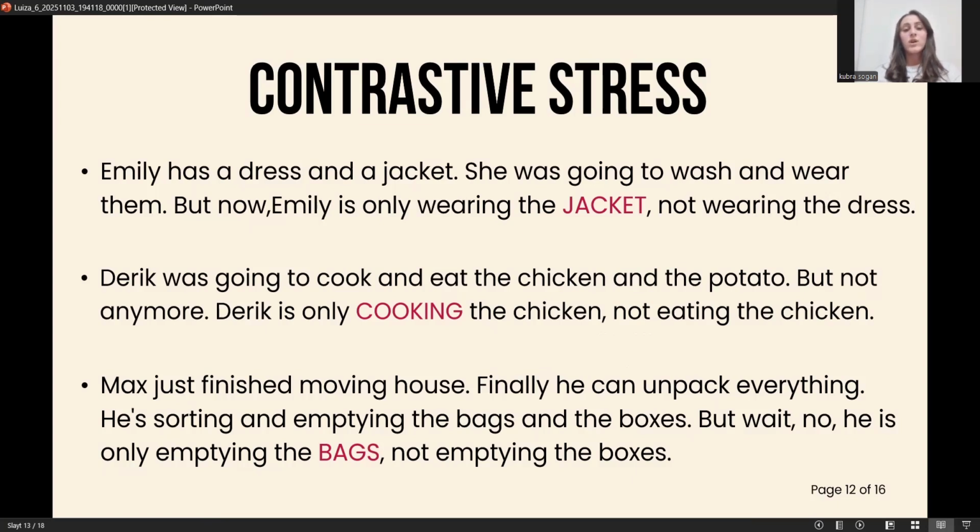Max just finished moving house. Finally, he can unpack everything. He's sorting and emptying the bags and the boxes. But wait, no, he's only emptying the bags, not emptying the boxes. I stressed bags here.